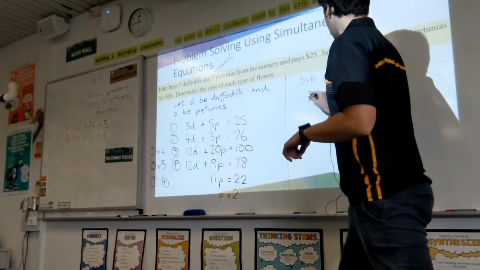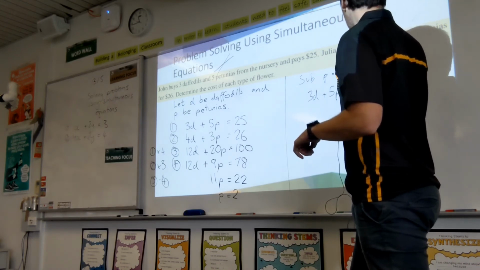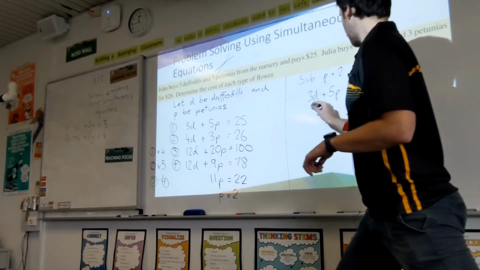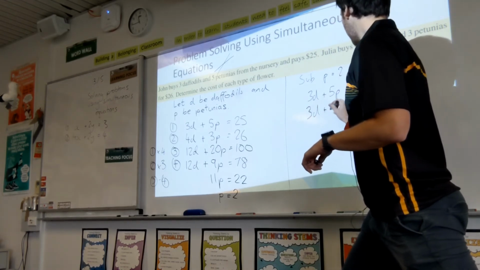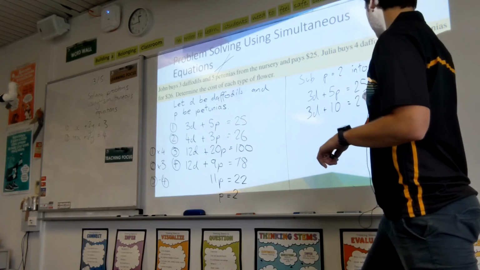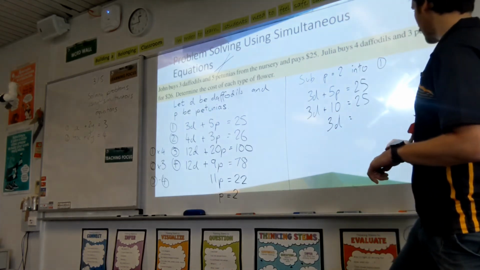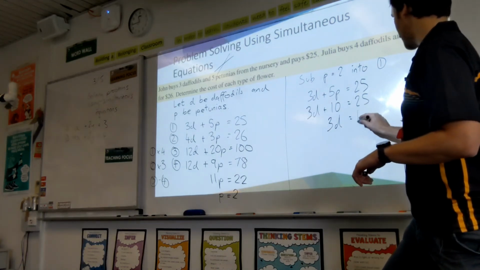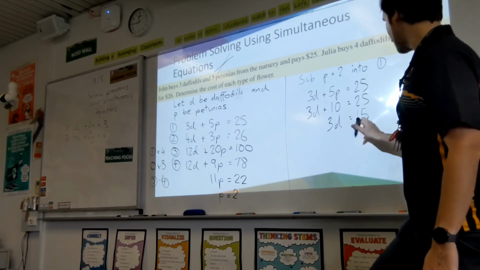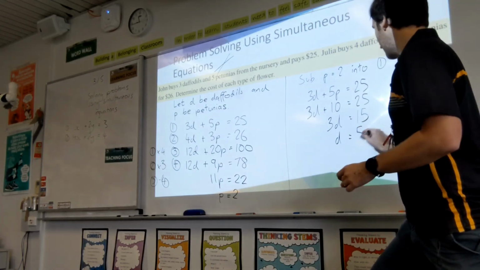So that's 3D plus 5P is equal to 25. So I'll substitute in P equals 2. So now 3D plus 5 times 2, which is 10, is 25. That means 3 lots of D is 15. Take 10 from both sides. To get the value for daffodils, divide both sides by 3. So D is going to be equal to 5.